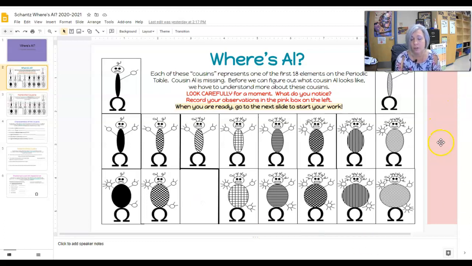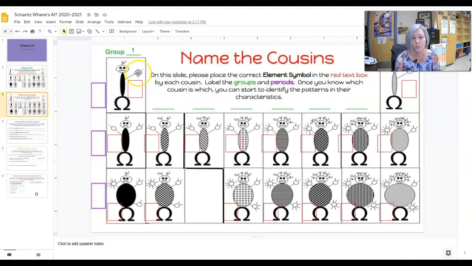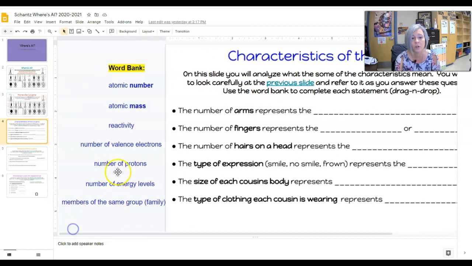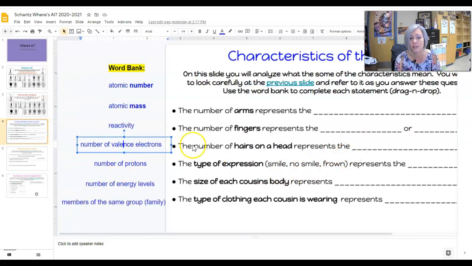Over here in the pink area, you'll just make your observations. When you go to the next slide, you're filling in the group numbers. Over here in the green, the period numbers in purple, and then in the red box, the symbols. You're going to use this diagram to answer the questions. So what do the arms represent? What are the fingers? This you see is a drag and drop. Your answer choices are right over here. You would just click the box and drag it into the correct location.